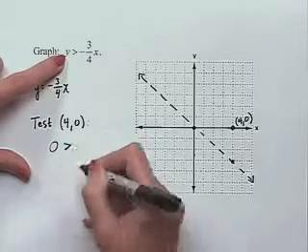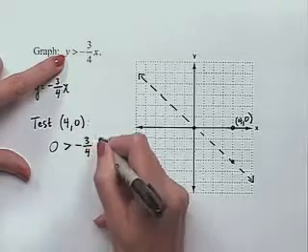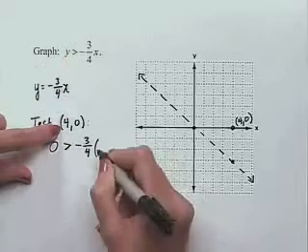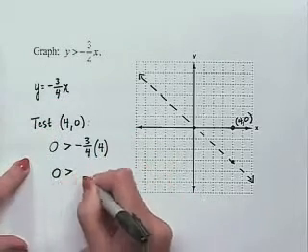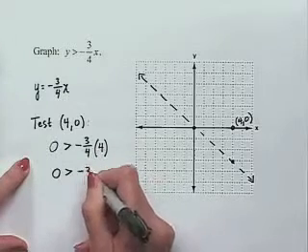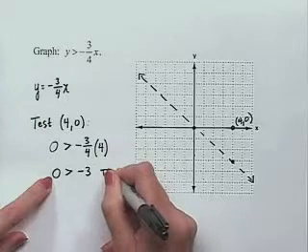We're going to write down the inequality. We're trying to find out whether 0 is greater than negative 3/4 multiplied times the x value, which is 4. Simplifying, we have 0 is greater than, multiplying here gives us negative 3. 0 is greater than negative 3, so this is a true statement.